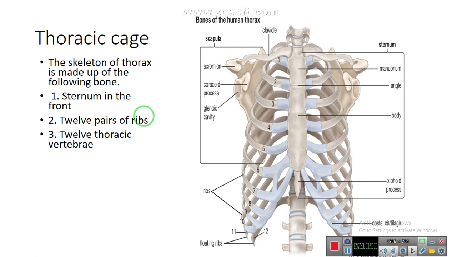Now comes to the thoracic cage of the axial skeleton. The skeleton of the thorax is made up of the sternum and the 12 pairs of ribs and the 12 thoracic vertebrae. Sternum is also known as the breastbone, which you can see over here, and this is the 12 pairs of ribs, and this is the 12 thoracic vertebrae.